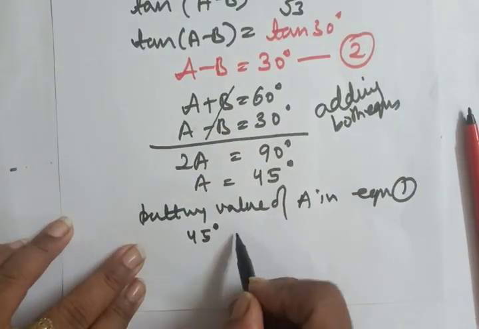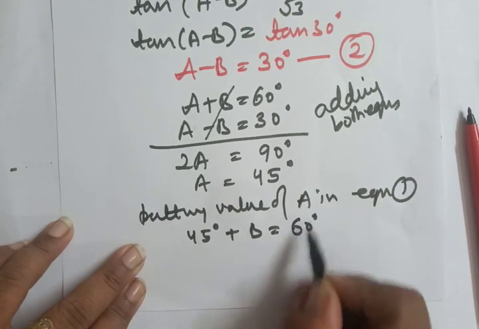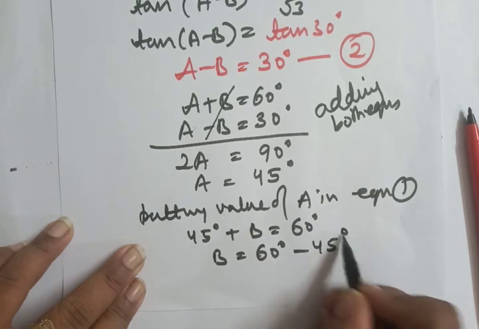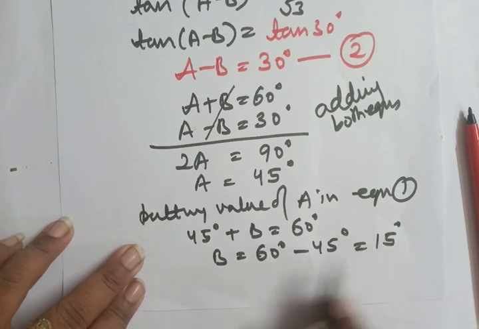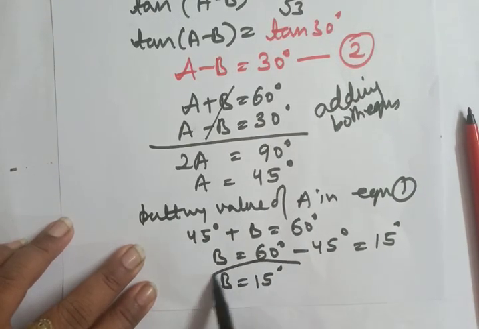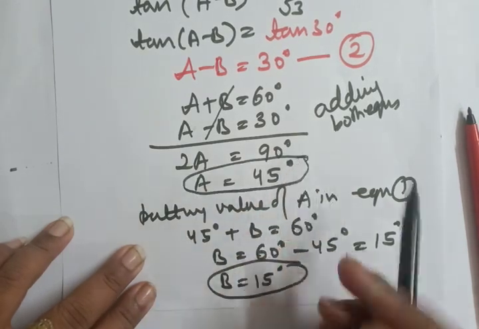So 45 degree plus b is equal to 60 degree. So b is equal to 60 degree minus 45 degree, that is equal to 15 degree. Yes, 10 minus 5 is 5, and 5 minus 4 is 1. So we have got b is equal to 15 degree and a is equal to 45 degree.